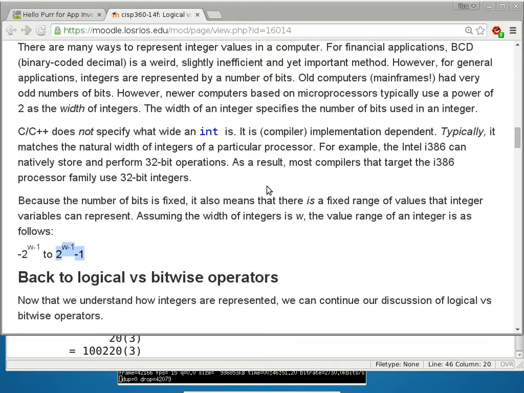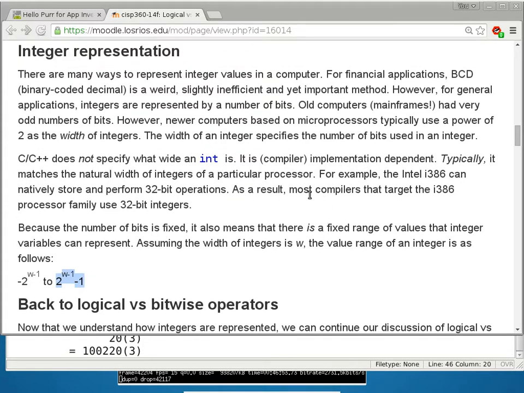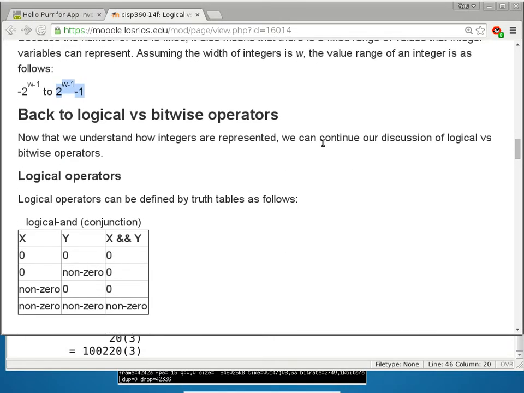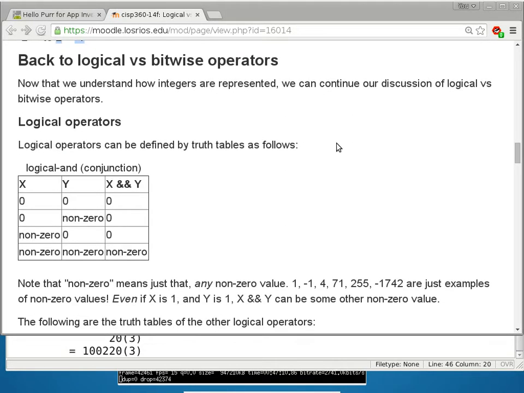All right. So are we okay with base conversion for one thing? And then after that, the width of integers. So that's all doing okay so far? Okay. So now we go back to logical versus bitwise operators.